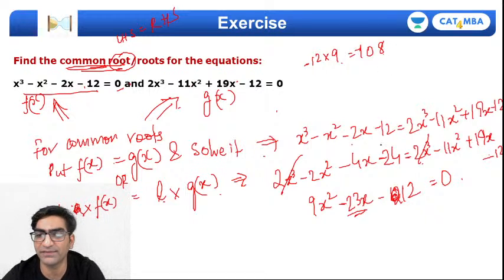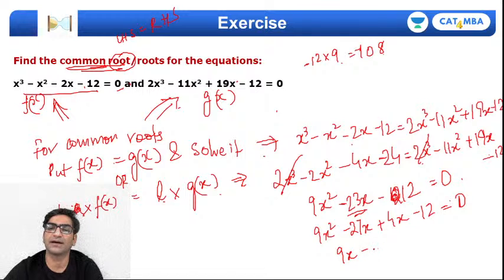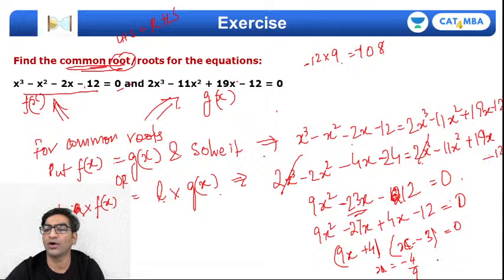Yeah, 27 into 4, right? So this becomes 9x square minus 27x plus 4x minus 12 equals 0. So you'll basically end up getting 9x plus 4 into x minus 3. Right? Which means you'll get the two values as x is either equal to minus 4 upon 9 or it might be equal to 3.